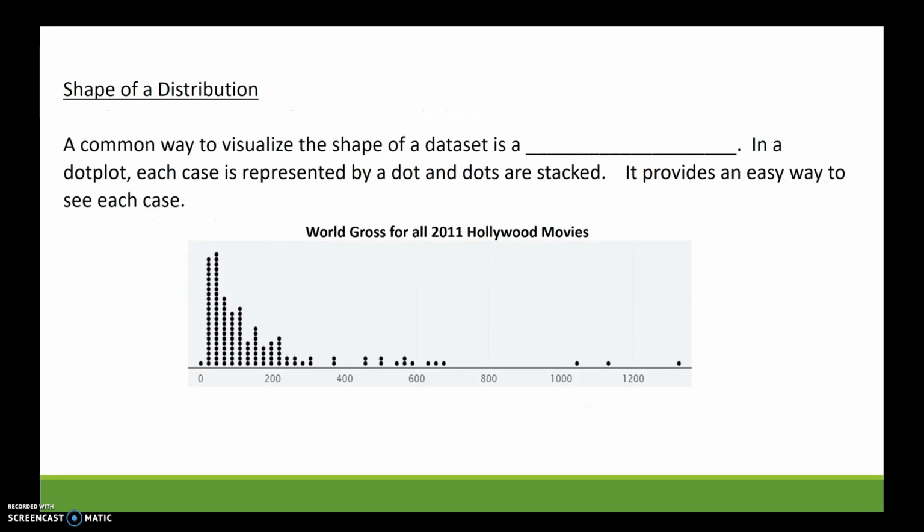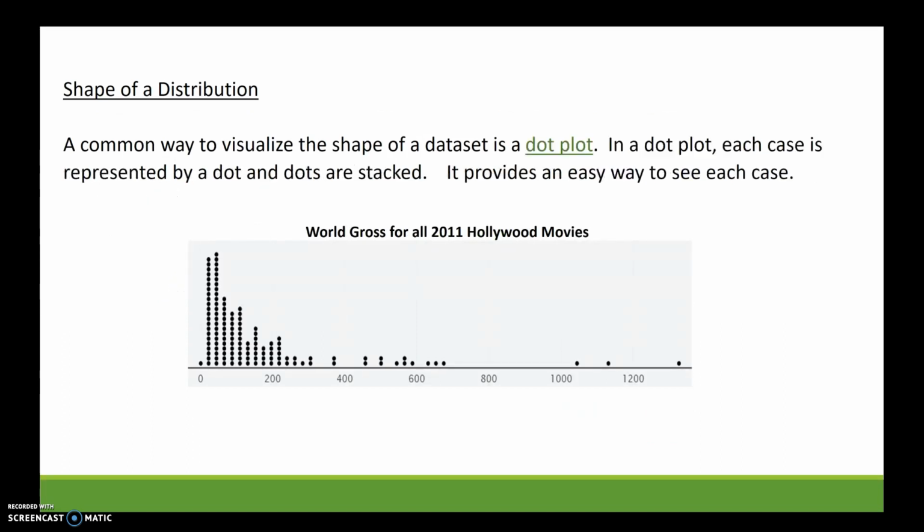One of the most common ways to visualize the shape of a data set is through what's called a dot plot. In a dot plot, for each and every data point in our data set, we plot it so that each data point has its own dot. Looking here, you can think of an Excel spreadsheet. This data set, as the title tells us, is the world gross for all 2011 Hollywood movies. Every one of these movies has its own individual dot. We can see that some movies earned close to zero or at zero, where some movies earned quite a bit of money up here.